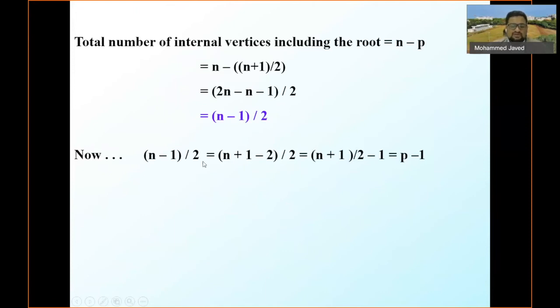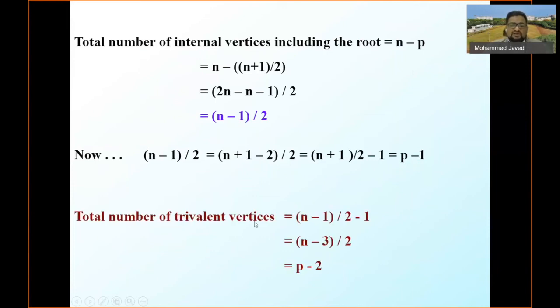Now let us simplify this n minus 1 divided by 2 and represent it in terms of pendant vertices. If I simplify, it would be n plus 1 minus 2 divided by 2, which is n plus 1 divided by 2 minus 1, and this gives p minus 1. So the total number of internal vertices including the root, represented in terms of pendant vertices, is p minus 1.